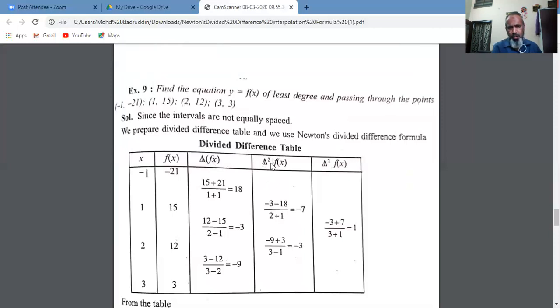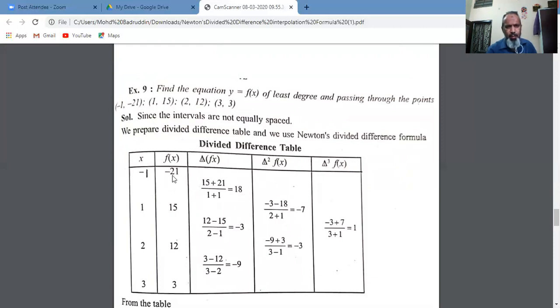This is f of x0 x1 x2, f of x0 x1 x2 x3. So this is the first divided difference, this is the second divided difference, and this is the third divided difference. Now we are constructing the divided difference table. So this is (y1 minus y0) by (x1 minus x0). This is the first divided difference.